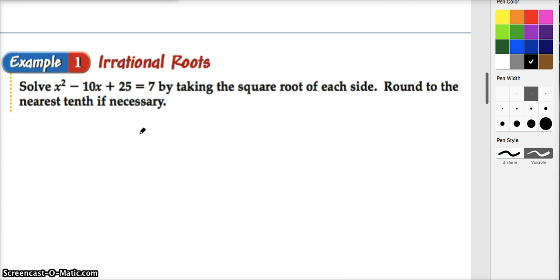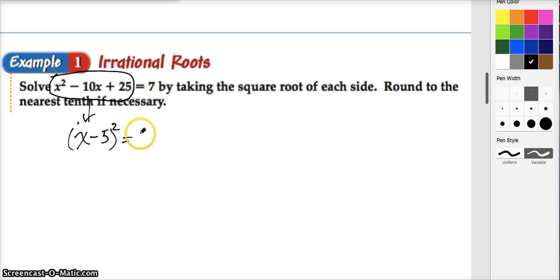So in this case, we're going to solve this thing, x squared minus 10x plus 25 equals 7, by taking the square root of each side. Well, look at this. You guys remember the last section of the last chapter? We talked a lot about perfect square trinomials. Here we got it. This is a perfect square trinomial. The ends are squared. The middle one is 2 times the square root of each of those guys multiplied together. So how do I factor that? I know that this gets to be factored as x minus 5 quantity squared.